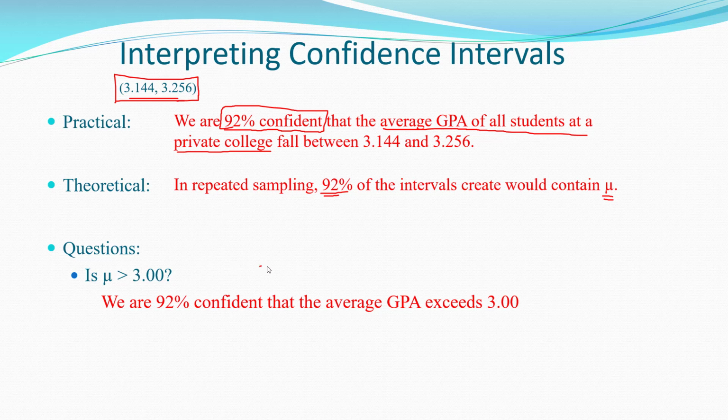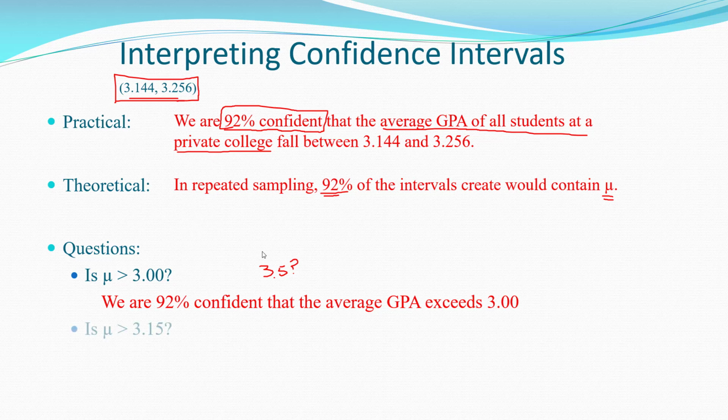Is mu equal to 3.5? Is mu equal to 3.3? Is mu equal to 3.4? Each of those instances, 3.3, 3.4, 3.5, falls above the interval. We are 92% confident the average GPA is less than 3.3, is less than 3.4, is less than 3.5. Is mu equal to 3.1? We are 92% confident mu is bigger than 3.1.